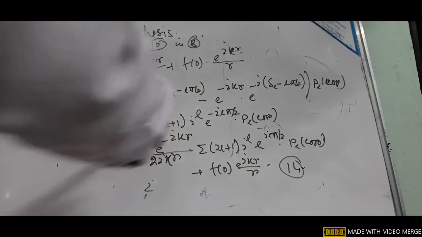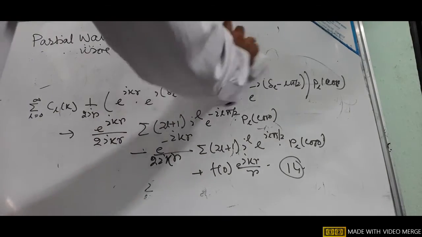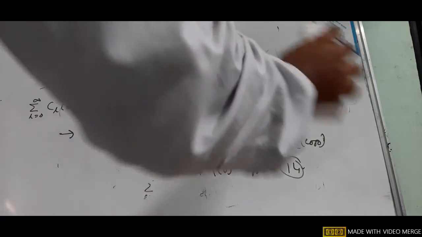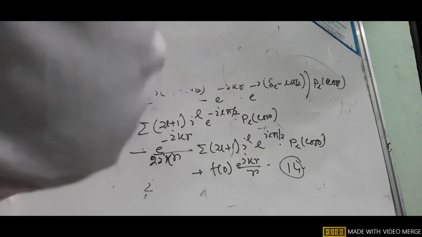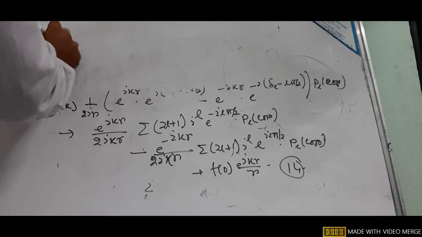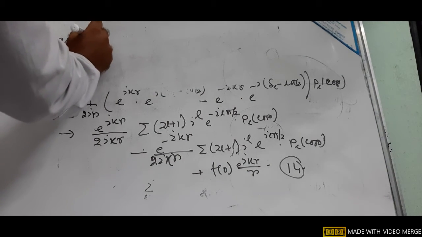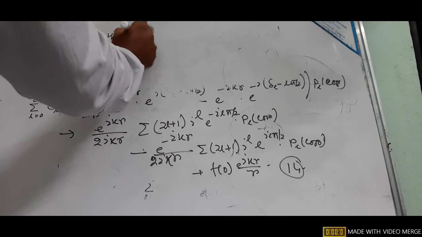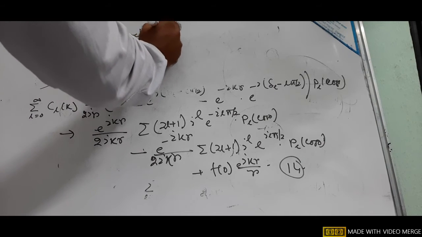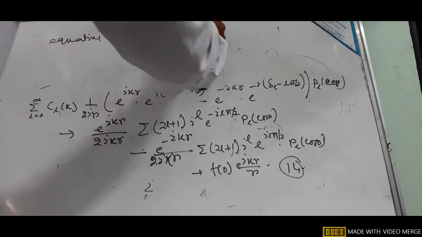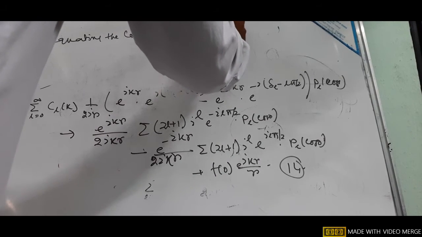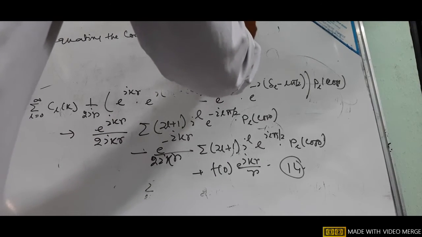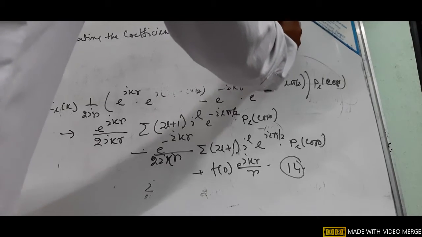This is equation 14. Now equating the coefficient of e to the power minus ikr by r from both sides.